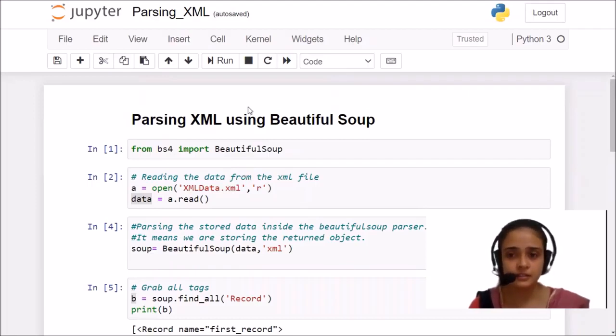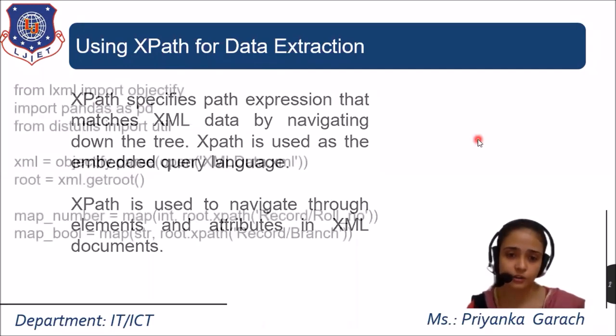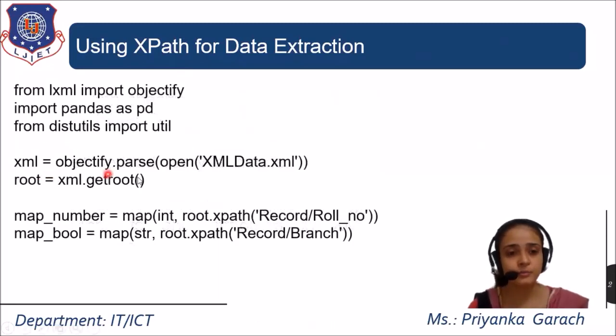Now let's see the next topic, that is using XPath for data extraction. So XPath specifies the path expression that matches the XML data by navigating down the tree. So XPath is used as an embedded query language. XPath is used to navigate through elements and attributes in XML documents. So you can parse the XML documents by using the lxml library also, and the objectify class from this particular library.